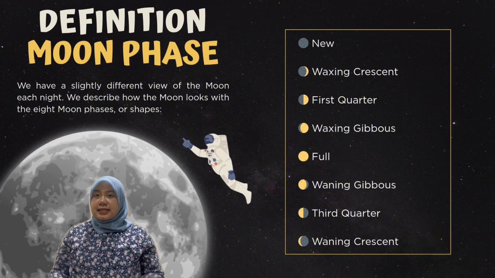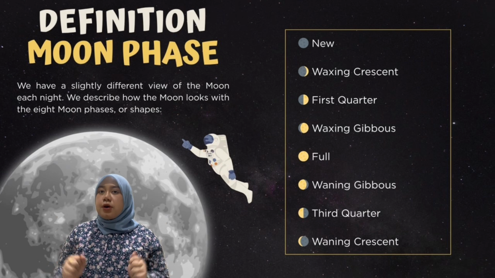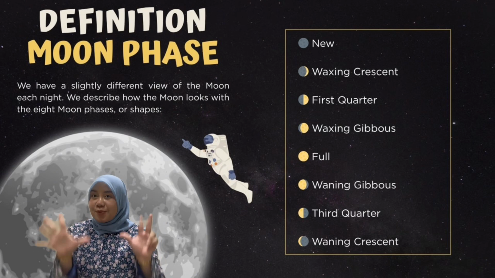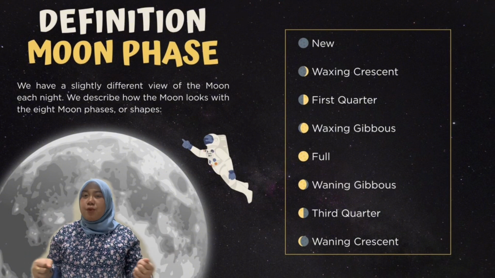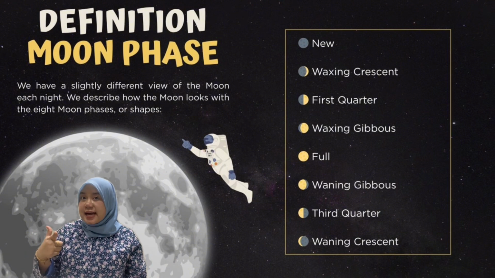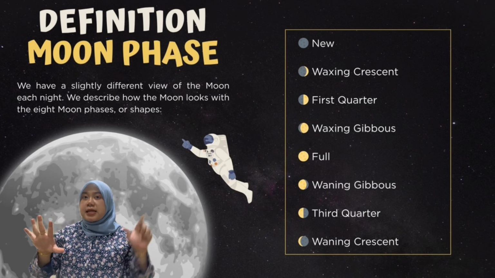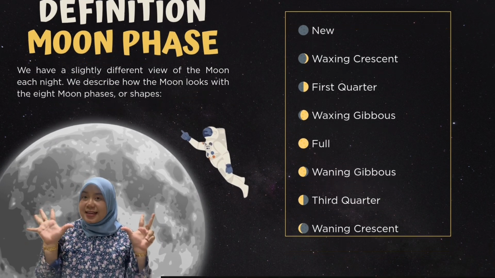Definition: moon phases. We have a slightly different view of the moon each night. We describe how the moon looks with the 8 moon phases or shapes, which are: new moon, waxing crescent, first quarter, waxing gibbous, full moon, waning gibbous, third quarter, and lastly waning crescent.